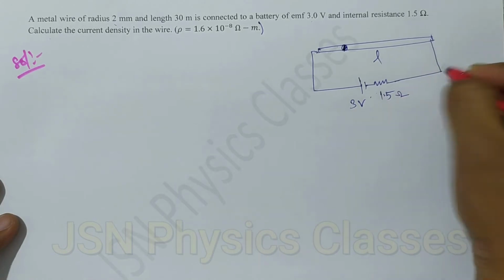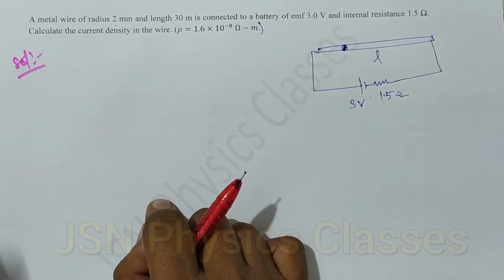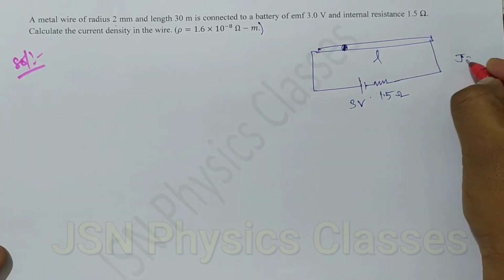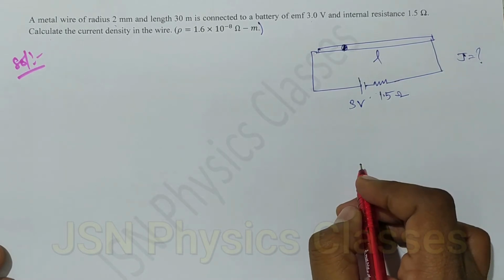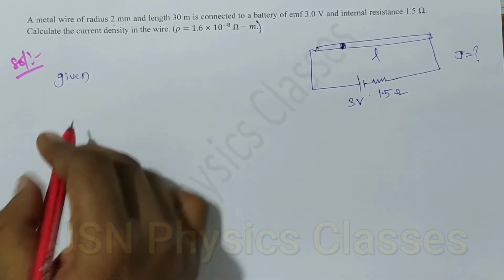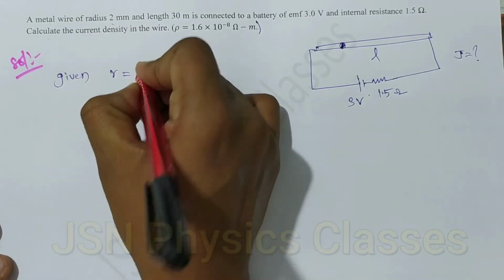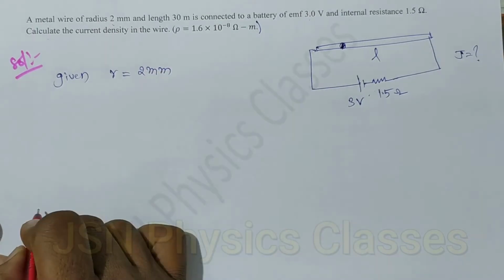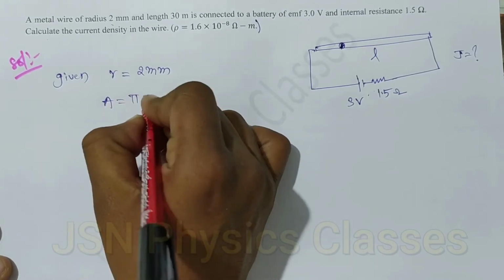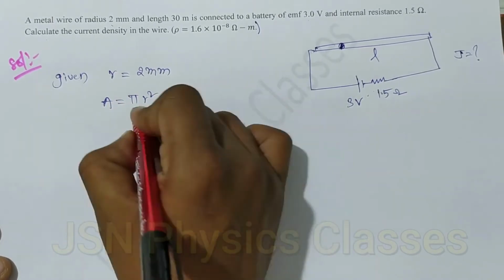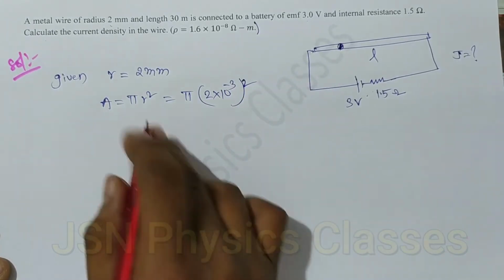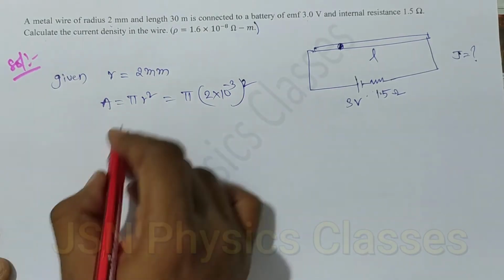Now it is connected to the wire. In this problem our aim is to calculate the current density. So given, we know radius r is equal to 2 millimeters. From this radius you can calculate area of cross section, that is pi r square, which is pi into 2 into 10 to the power of minus 3 whole square.